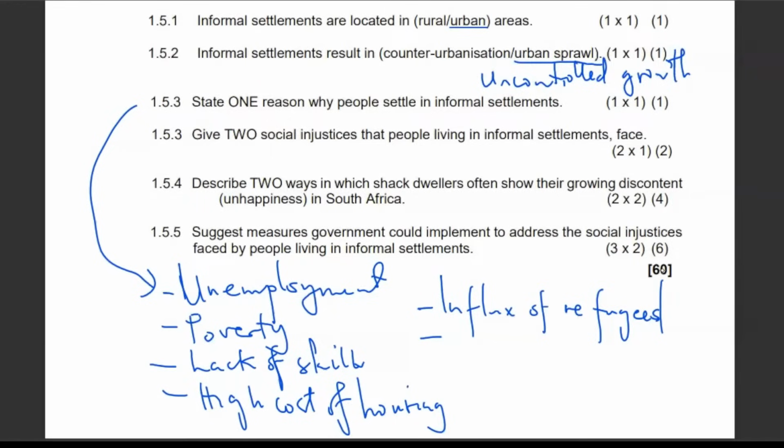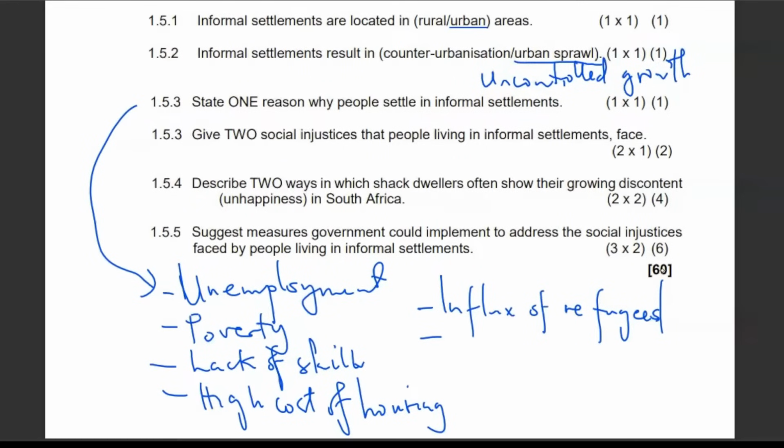In the formal settlements, the rentals are in some instances very expensive and unaffordable. And for that reason, if the rentals are high, it means people will opt to go and stay where it's cheaper, in the informal settlements. Then we can also talk of an influx of refugees or foreign nationals into the country that has put pressure on the formal housing. As a result, some people will opt to stay in the informal settlements.